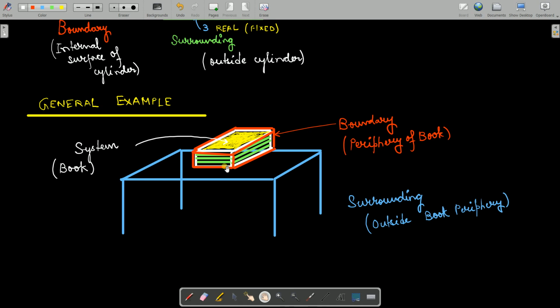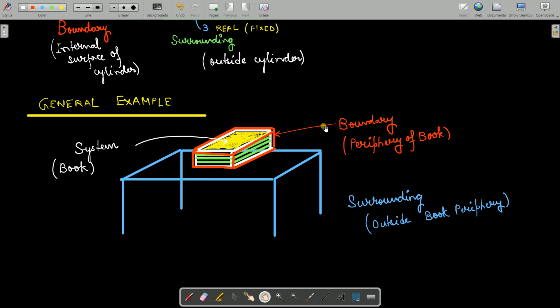I have a table, and on this table there is a book kept, and I am interested in seeing this book. I am standing somewhere and just focusing on this book. I just want to study this, or I simply want to see what is kept on the book. If that is my focus of study, I will consider this book to be my system.